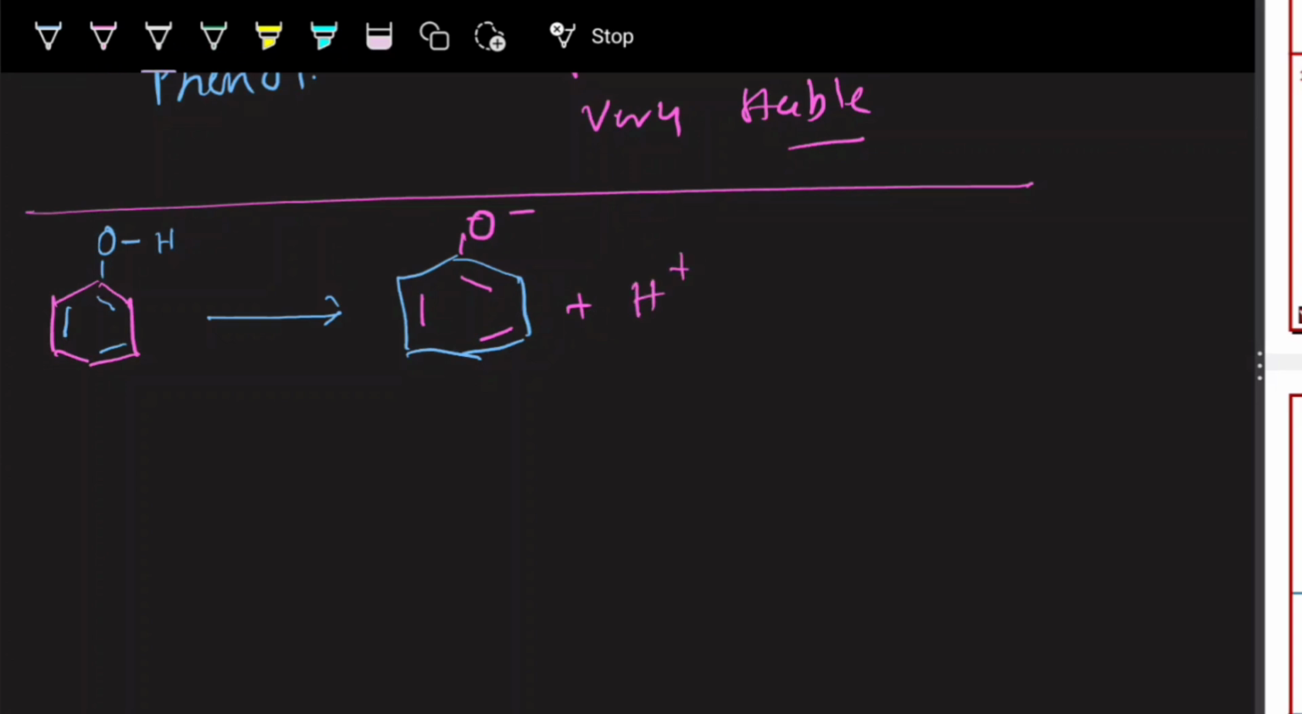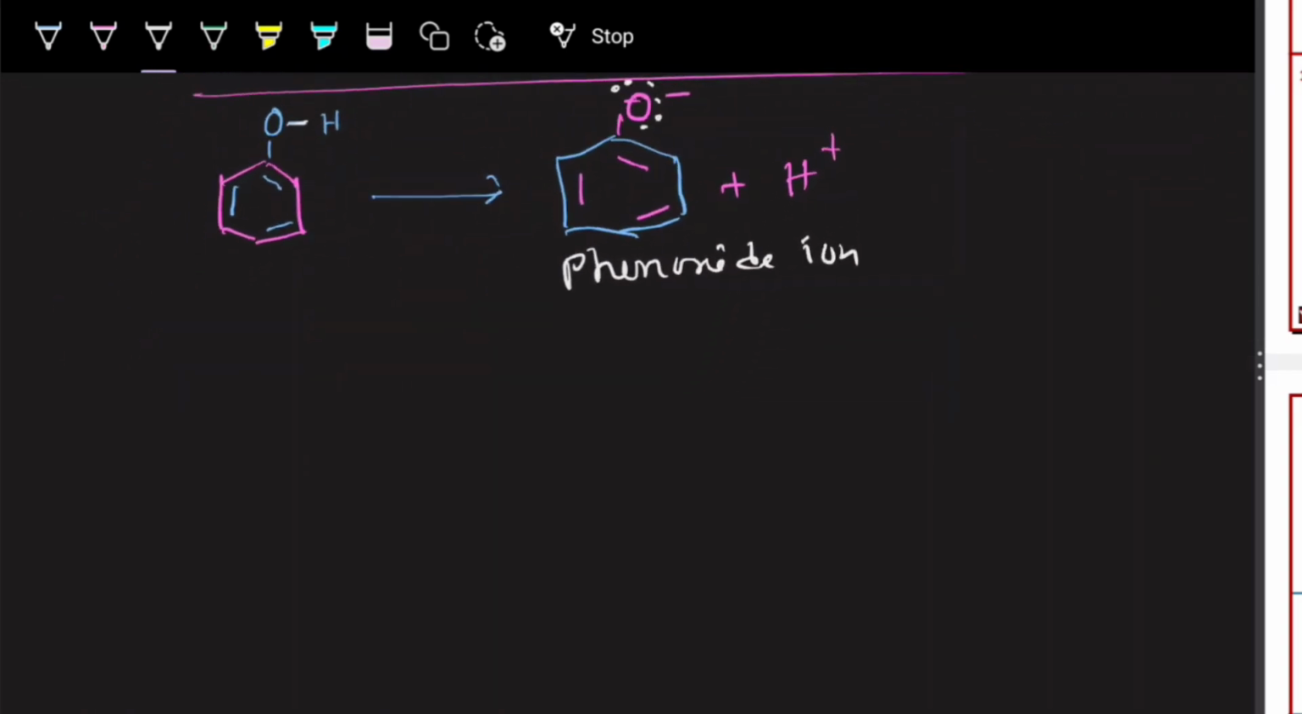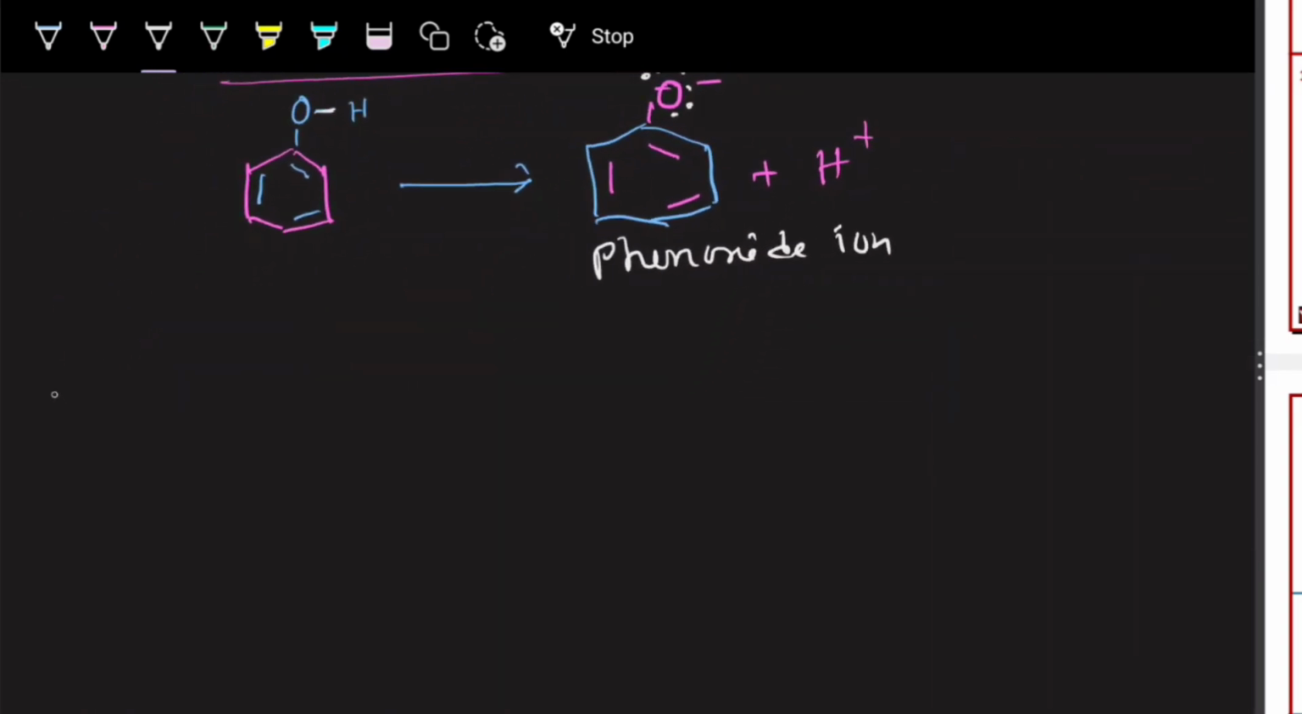Do you know, O minus, that is oxygen, is having already 2 electron pairs, and due to this negative charge, one more electron pair oxygen has got. Now oxygen is having 3 lone pairs. This is called phenoxide ion. Now we will see how this phenoxide ion is stabilized by resonance.